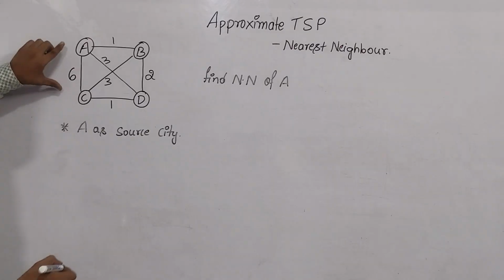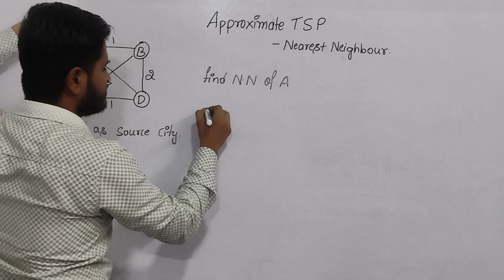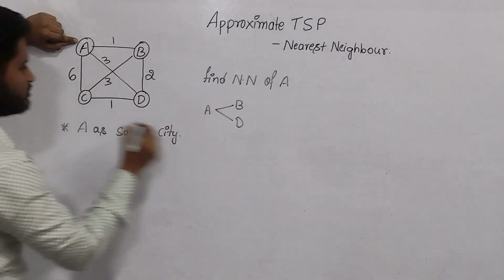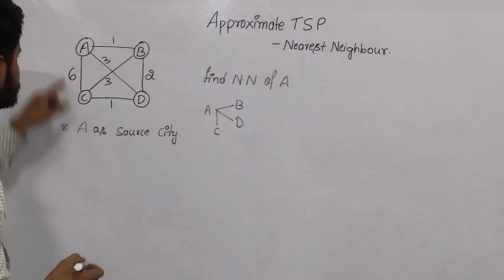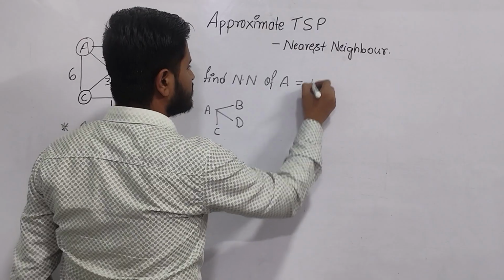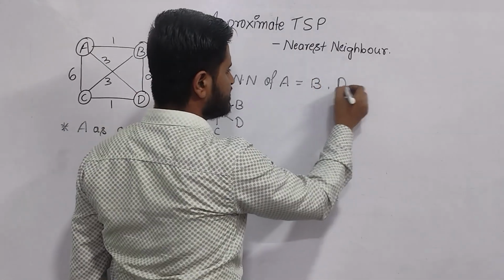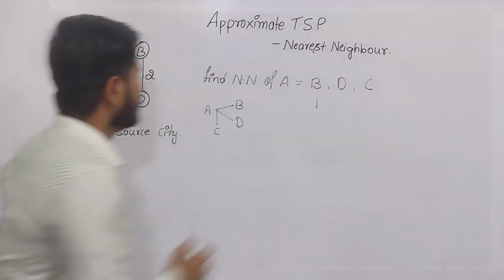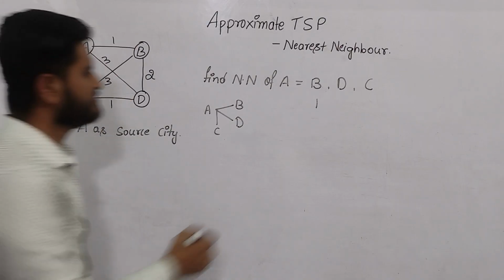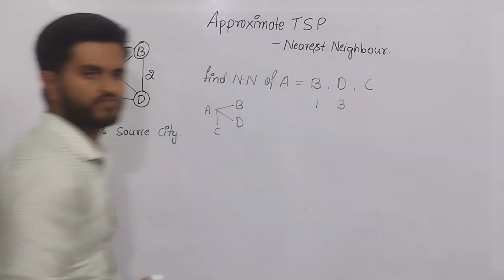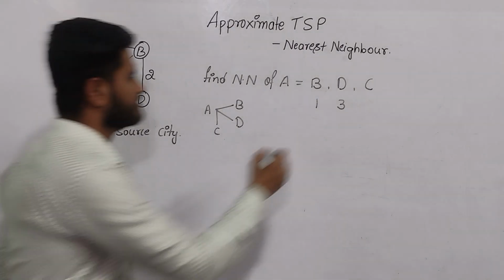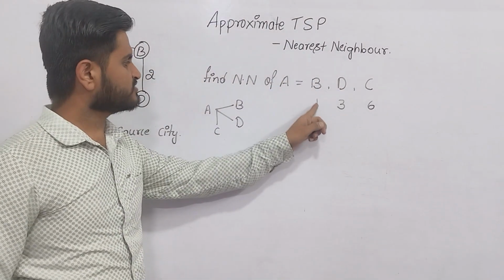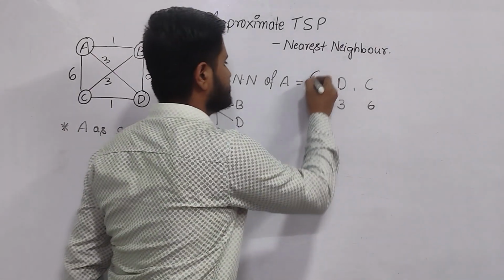Nearest neighbor of A. See the diagram. From A you can go to B, from A you can go to D directly, and from A you can go to C directly. So the cost of moving from A to B is 1, the cost of moving from A to D is 3, and the cost of moving from A to C is 6. Now among these 1, 3 and 6, which is the smallest value? 1 is the smallest value.